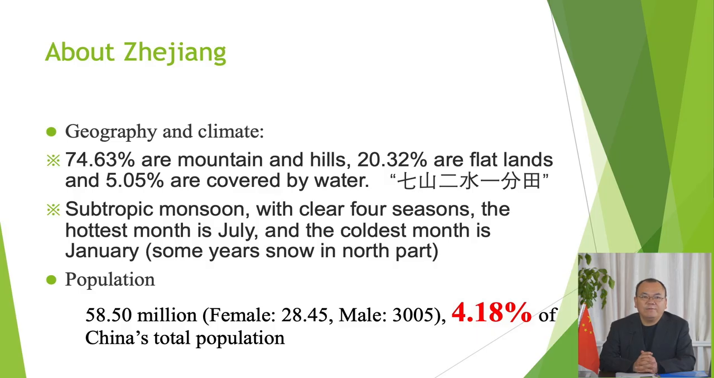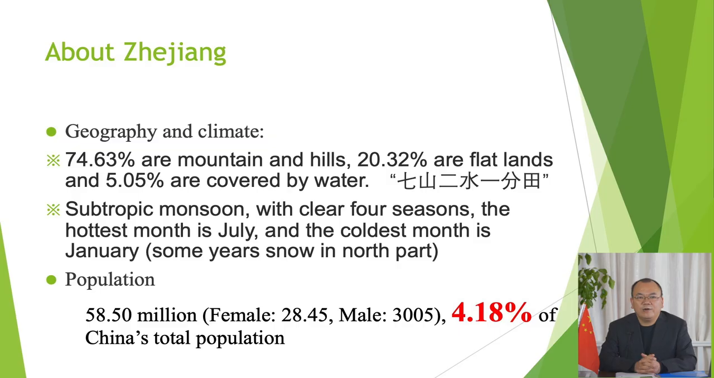For the climate, it's a subtropical area. We have clear four seasons. For example, today it's winter. Most probably it will snow soon. The hottest month in Zhejiang province is July, and of course, the coldest month is January.